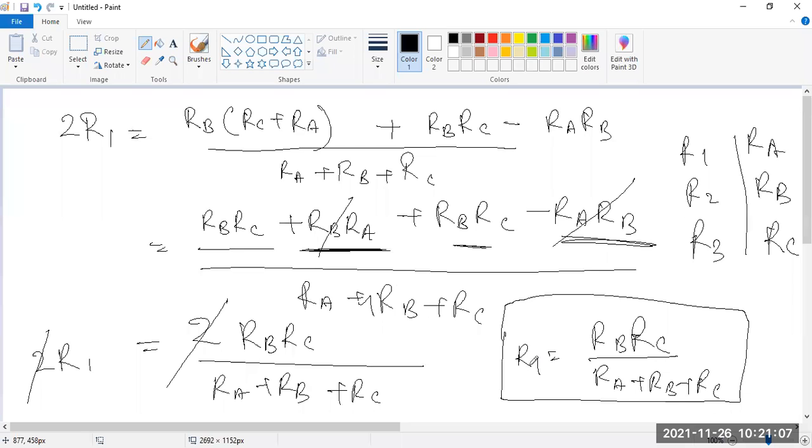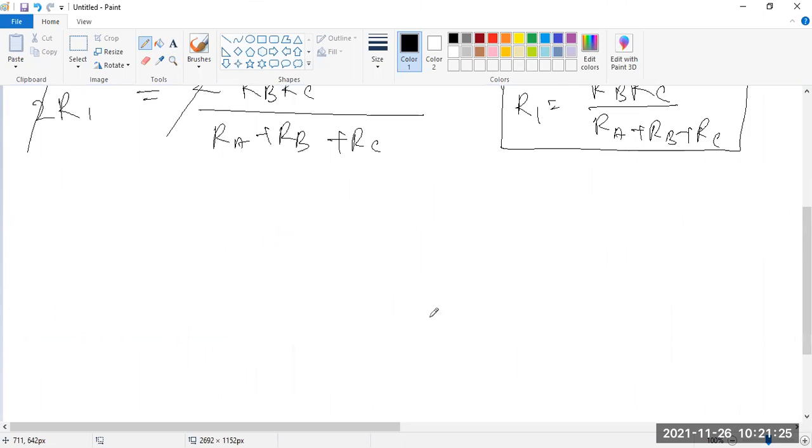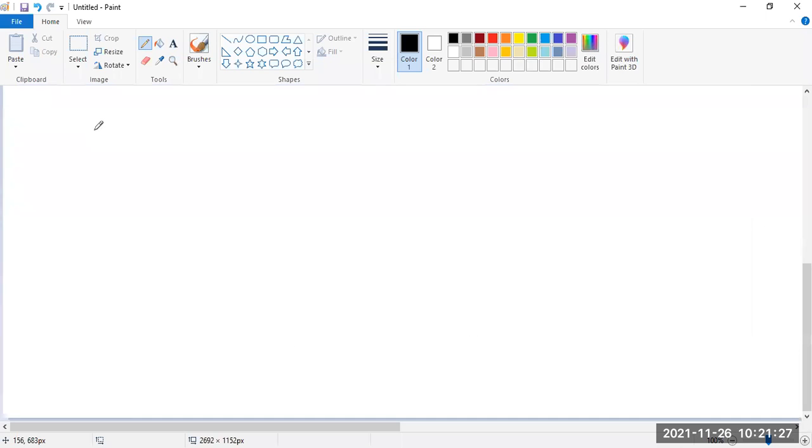So here, say R1 is required, so resemble of R1 is A, you have to leave it, then take the other resistances' multiplication divided by the summation. In this way, if I want R2 equal to what? R2 is resemble of RB, so we have to take RA and RC, leave RB, and then divide by RA plus RB plus RC. This is the formula.